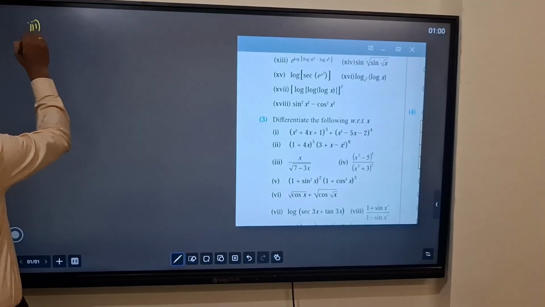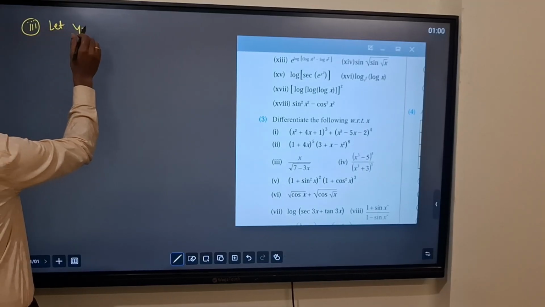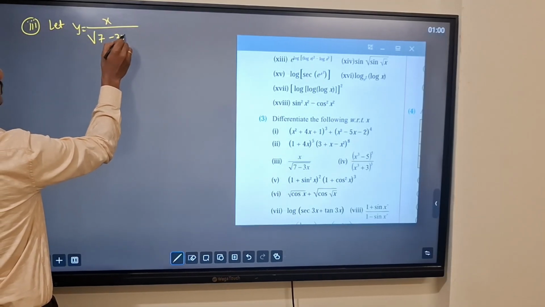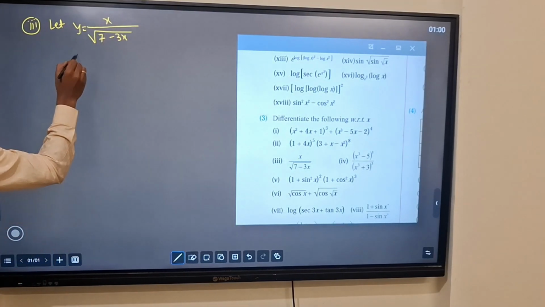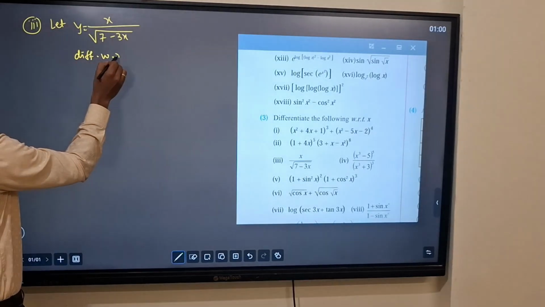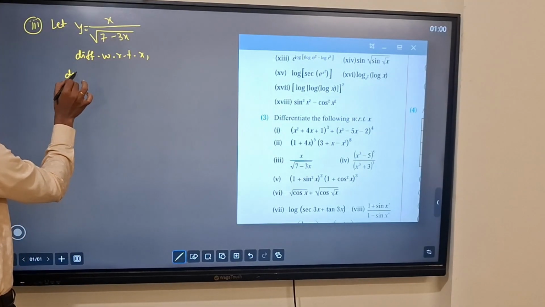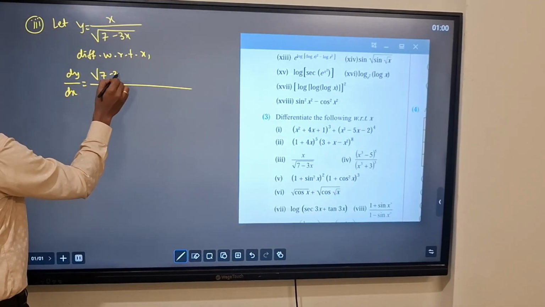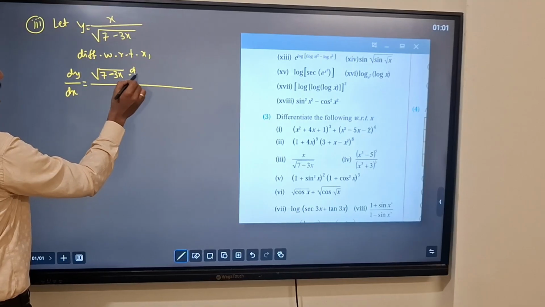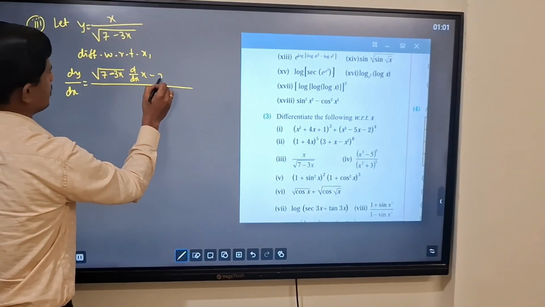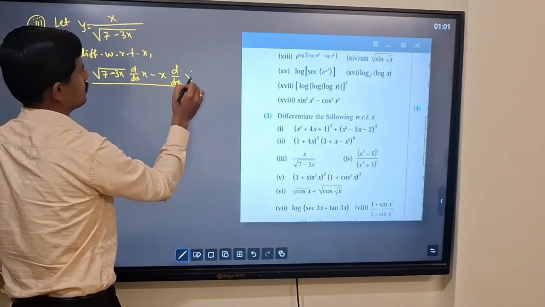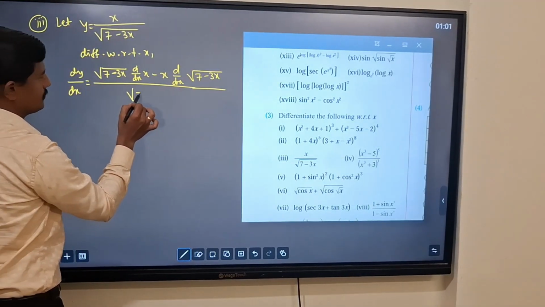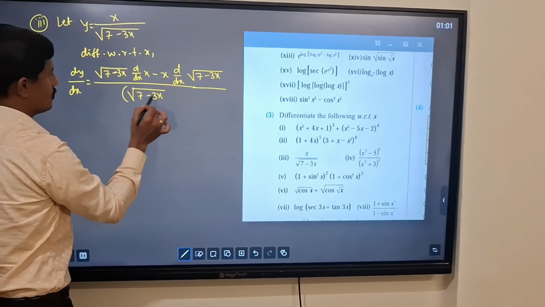Third one, let y is equal to x upon square root of (7 − 3x). Differentiate with respect to x. dy/dx is equal to [√(7 − 3x) d/dx of x − x d/dx of √(7 − 3x)] upon (√(7 − 3x))².